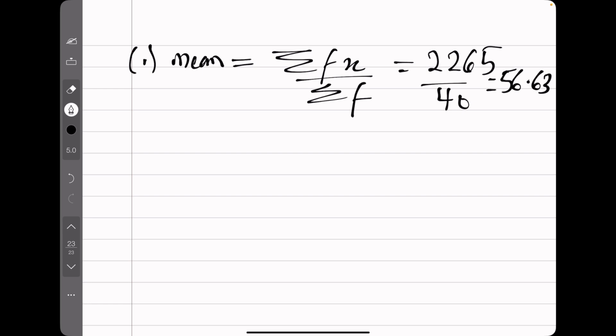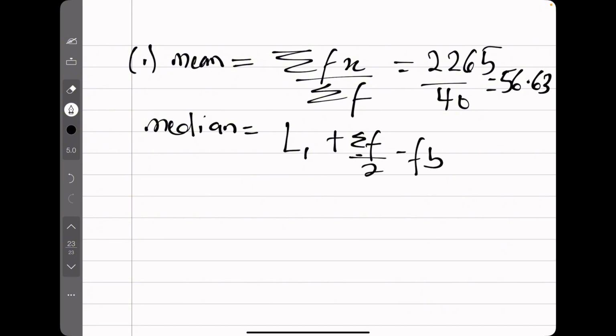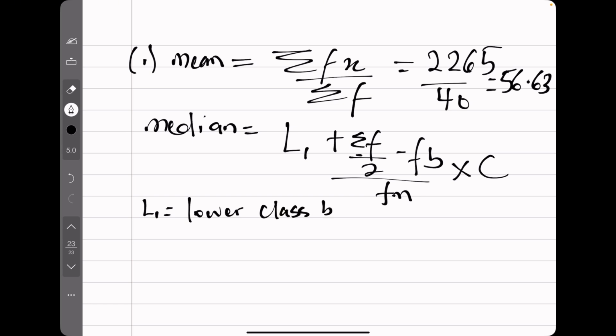So now there are certain formulas we use in grouped data. Before I continue, we have mean as this. We have a median formula as L1 plus summation F over 2 minus FB over FM times C. So let's define the values in each of them. L1 is the lower class boundary of your median class.